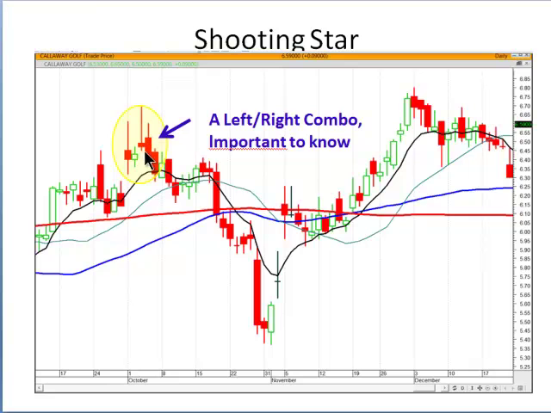And here's one of our strongest reversal signals, a left-right combination. Notice we have a shooting star, almost a doji shooting star, followed the next day by a bearish engulfing signal. That left-right combination, as we know, is a very strong signal to the downside, which makes this a very easy entry strategy. We see a shooting star moving a little bit away from the T-line.